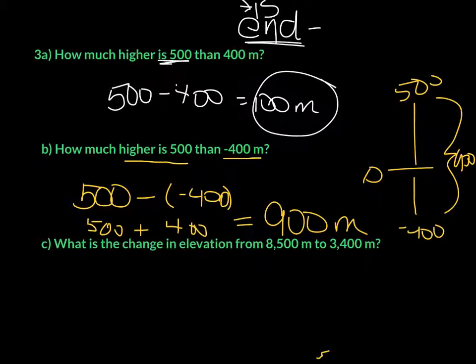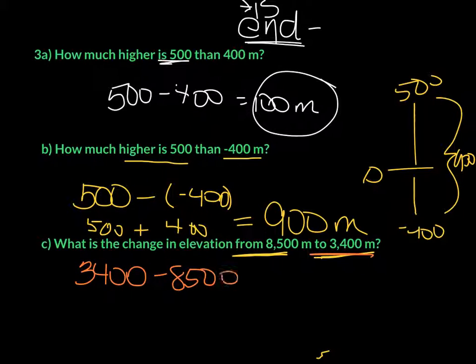Okay, now this one may look a little bit more difficult because the numbers are larger. The only difference here is that we really need to look at where is the ending. What is the change in elevation from 8,500 to 3,400? So when we're looking at that, we know that our ending place is actually right here. So for this one, we're going to start at the 3,400, and then we're going to take away 8,500.